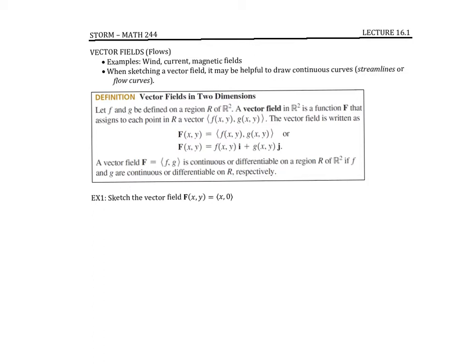Let's go ahead and recall our vector fields. A vector field is simply a way to describe how force flows. So, some force that we can describe with a vector field would be wind. Or just current in general. It could be wind current, could be water current, but anything that flows and has a magnitude. Magnetic fields, that's often described with vector fields. When we do sketch a vector field, sometimes it helps to draw what we call streamline or flow curves to describe the vector field. In this box is the definition of a vector field of two dimensions.